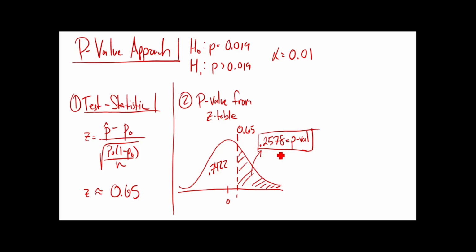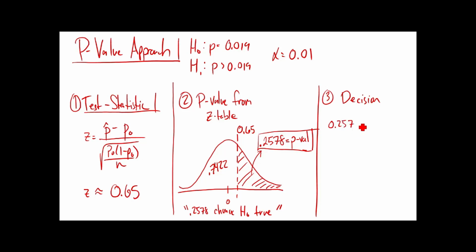The way we can interpret our p-values is you can almost think of it as there's a 0.2578 chance that H naught is true, sort of. So based on what we saw, there's still a 25% chance that the null hypothesis is true, sort of. But what we do is we make our decision by comparing it to our alpha level. So our p-value was 0.2578. Our alpha level was 0.01. Which one's bigger?